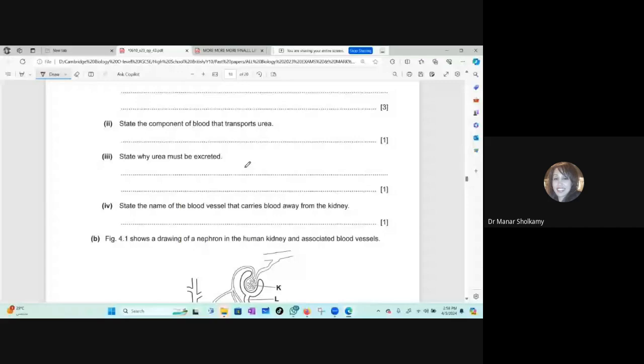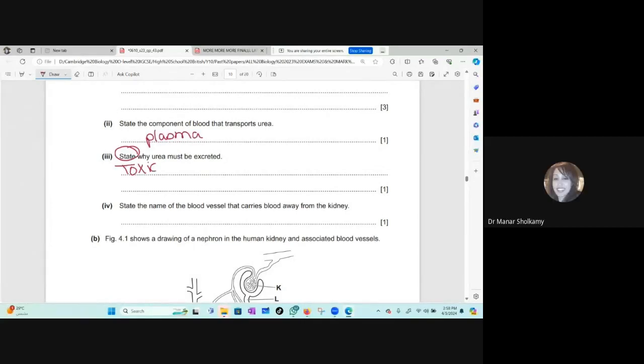Okay, write it, please. State the component of the blood that will transport the urea. What will carry the urea? Which part of the blood? The solid part or the liquid part? The red blood cells or the plasma? Come on. Plasma. Okay. Easy question. Why should urea be excreted? Because it's toxic. Correct. It's toxic.